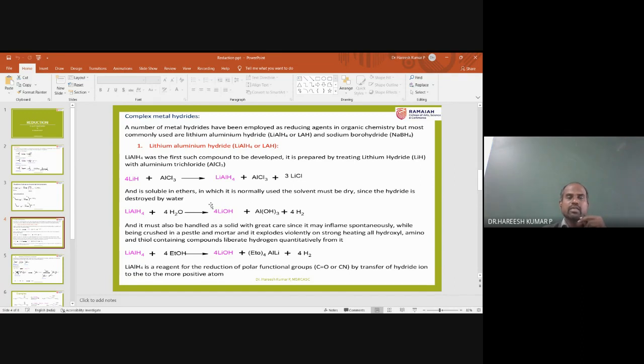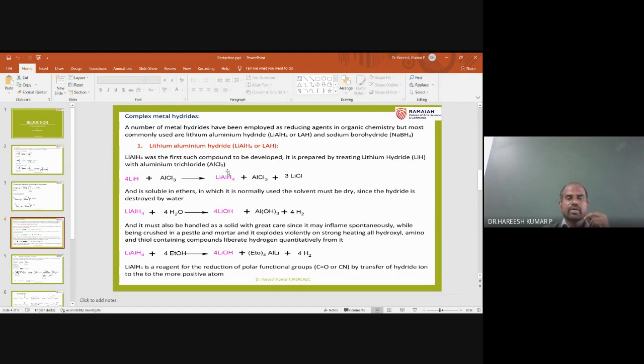And one more thing, lithium aluminum hydride also reacts with ethanol, meaning alcohol. It will give you tetraethoxy aluminum lithium as the byproduct. So overall, we can say that lithium aluminum hydride can be prepared by the reaction of lithium hydride and aluminum chloride, and it should be used in an inert atmosphere.